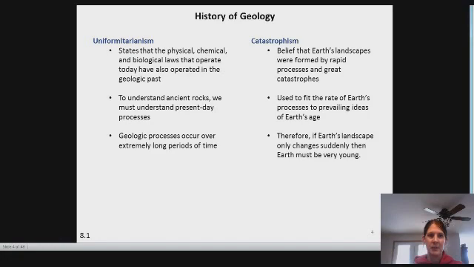Whereas uniformitarianism states that all the current physical, chemical, and biological laws that we understand today have operated in the past, and that to understand ancient rocks, we must also understand present-day process. And this gave way to the idea that geologic processes occur over very long periods of time. There are many processes that happen suddenly, landslides, smaller scale catastrophic events, but there are other processes that occur over very long periods of time, rates of weathering, rates of deposition, and this is really the basis for uniformitarianism.